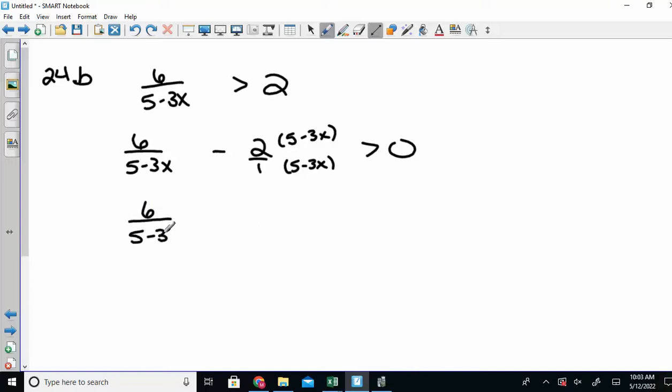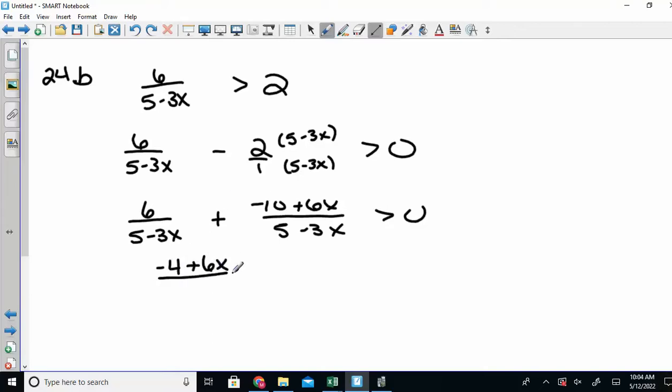So we have 6 over 5 minus 3x minus 10 minus 6x over 5 minus 3x. So we could distribute that negative. So 6 minus 10 is negative 4 plus 6x over 5 minus 3x. So we've done the work. At this point, all we've done is turn it into the problem that we have in part A. So now we're ready to use that strategy. So we're ready to set top and bottom equal to 0, and then look at the graph.